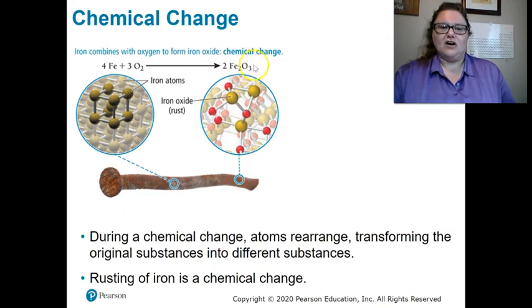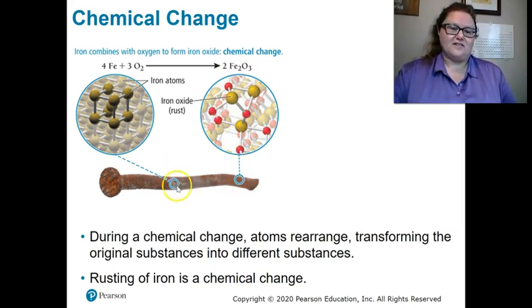Now the iron and the oxygen are stuck together, and I have more numbers there, but the point is there's no plus sign separating them anymore. They are now one thing. That's the chemical formula for rust. It's called iron oxide. Okay, now let's look at the pictures.